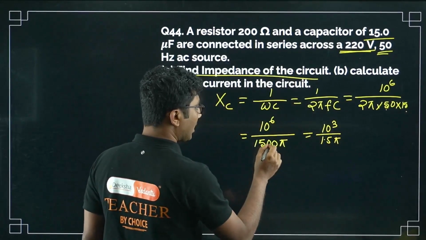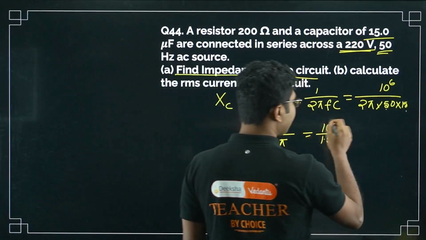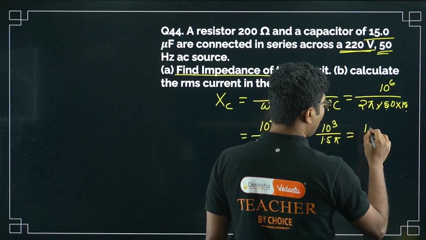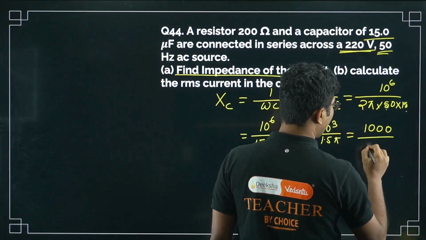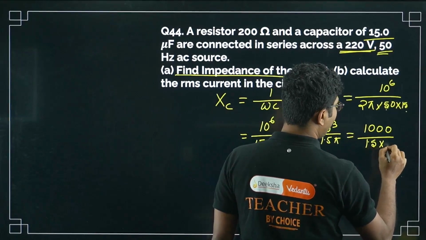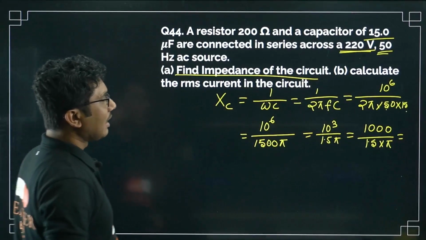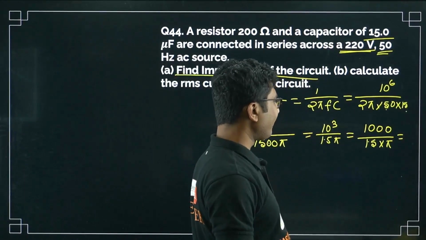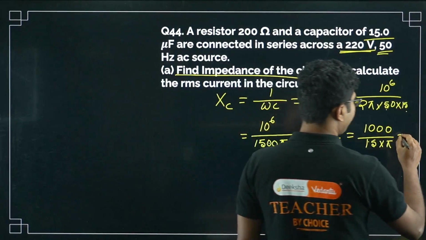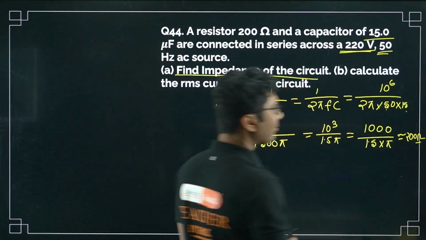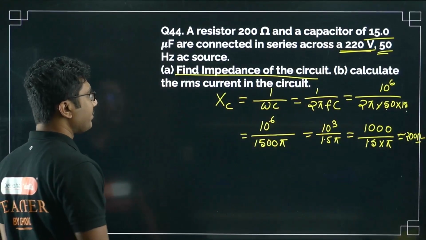How have I done that? 1, 2, 3. 3 decimals I have taken, 3 zeros I have taken from the up. So it will be 100 divided by 1.5 into pi. You can calculate the exact value of this XC, which will be approximately 200. Not exactly 200, but I am approximating. I like to approximate, so approximately 200 ohm will be XC.